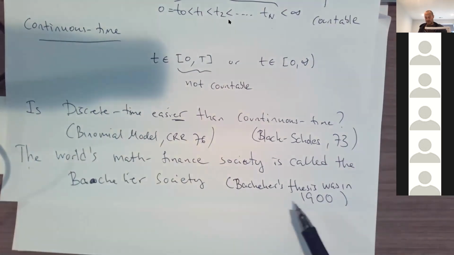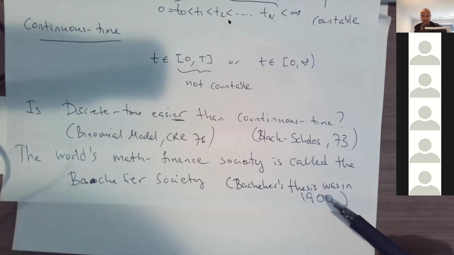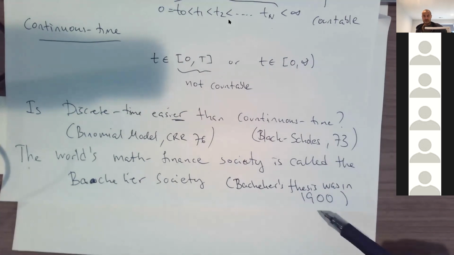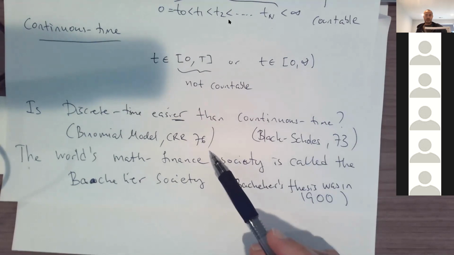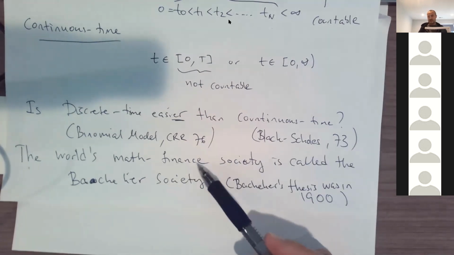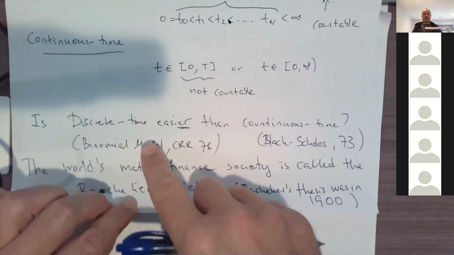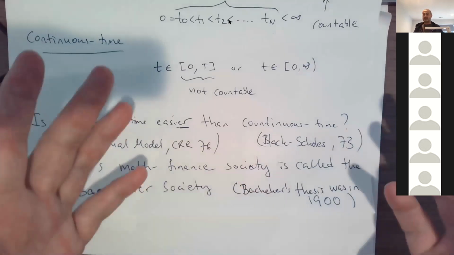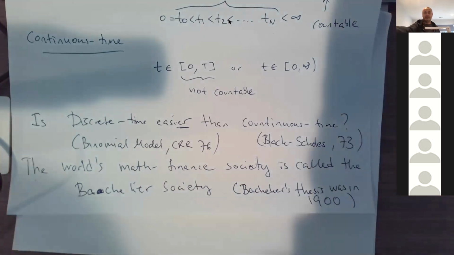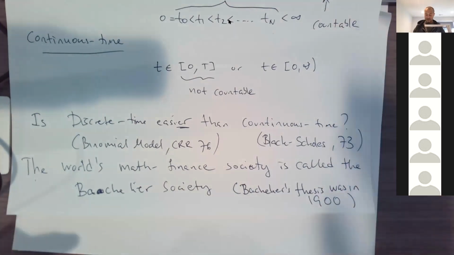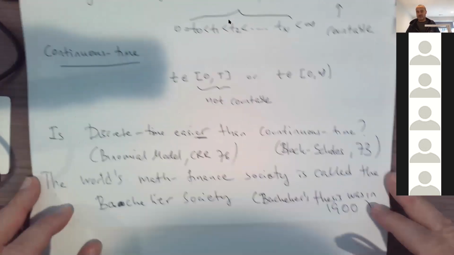It was written about the Paris futures and forwards exchange rates in 1900. But Black-Scholes came much later, and the binomial model, Cox, Ross and Rubinstein, came even later. So the argument that obviously discrete time is easier than continuous time, I personally do not believe is correct at all. So why? What's the difference?